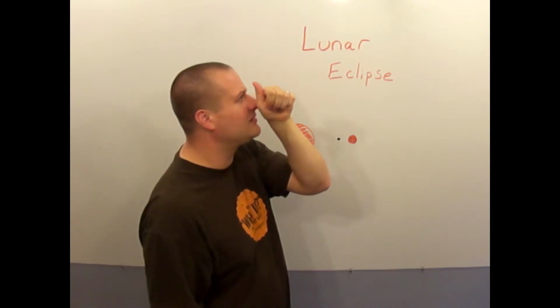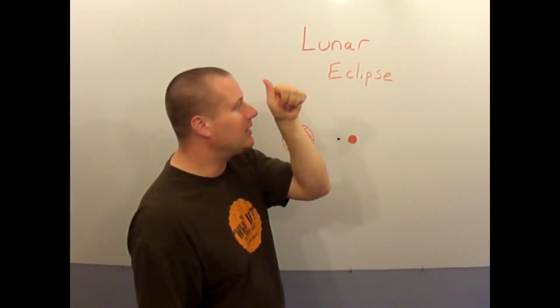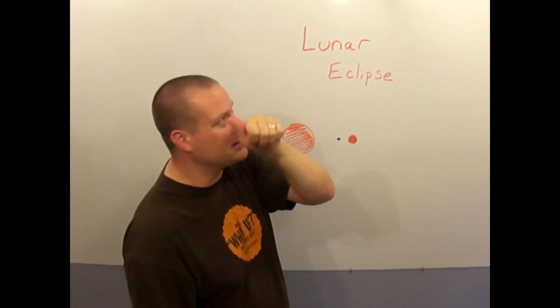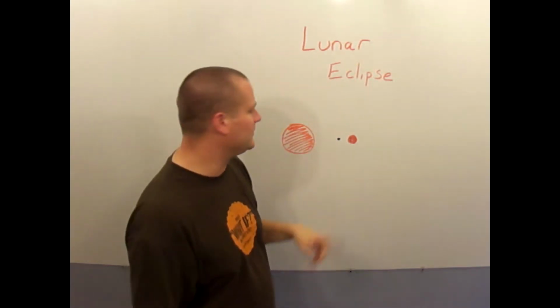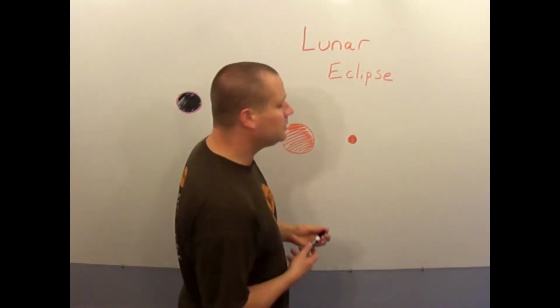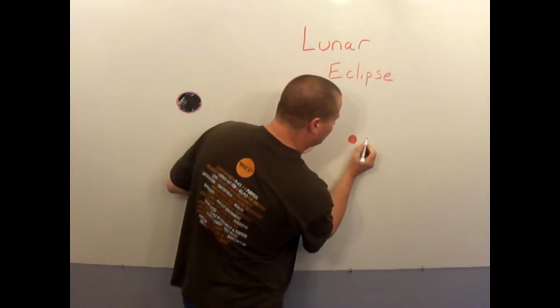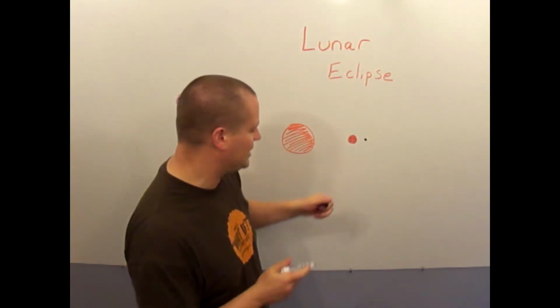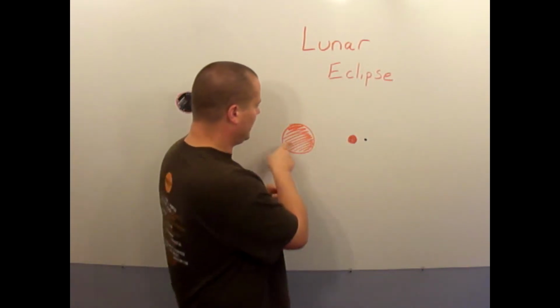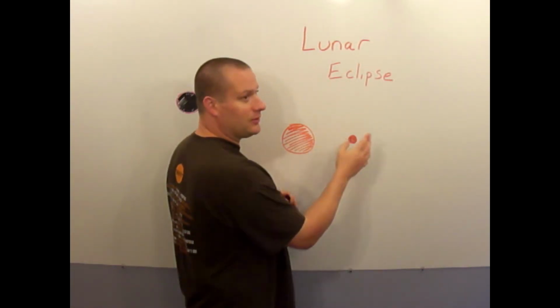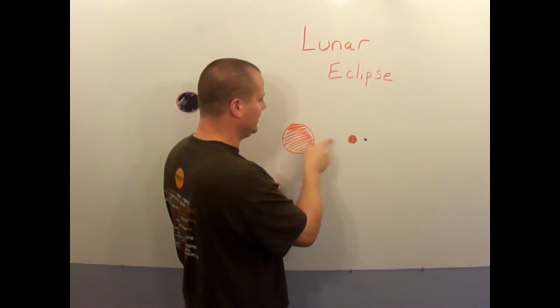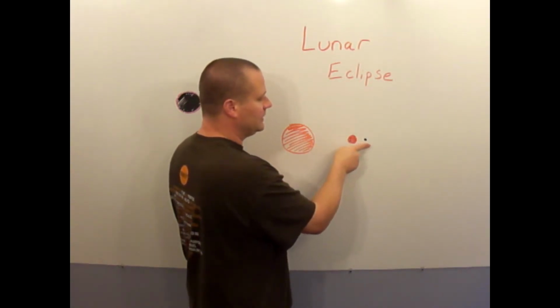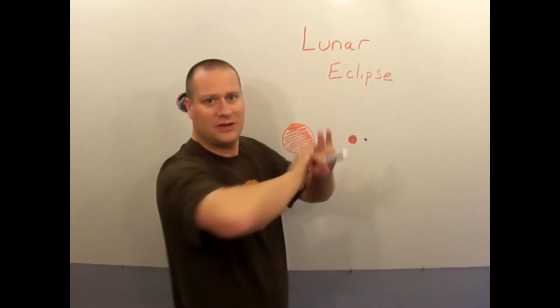When something is close to us, like my thumb, and I'm looking at, say, the Empire State Building, I could make it disappear with my thumb. So that was a solar eclipse. A lunar eclipse is the opposite. This time, the moon is blocked out by the Earth's shadow. The sun hits the Earth, creates a shadow, and as the moon passes into that shadow, it disappears.